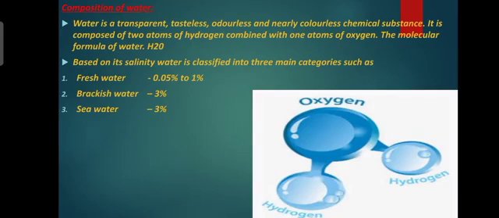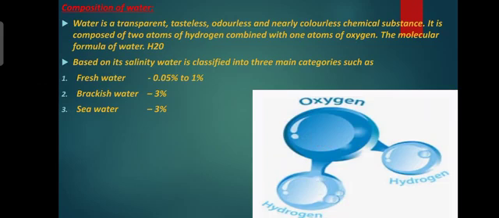Now we are going to discuss the composition of water. Water is a transparent, tasteless, odorless and colorless chemical substance. It is composed of two atoms of hydrogen combined with one atom of oxygen. The molecular formula of water is H2O.